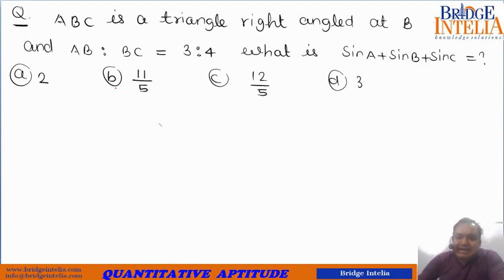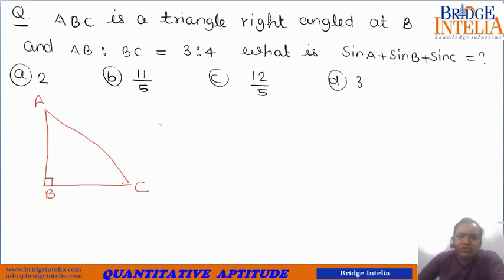ABC is a triangle right angled at B. So let me draw one. Let's first draw a right angle triangle. It is being told to us that this triangle is right angled at B. So this means this angle is 90 degrees. So this is A, this is C.